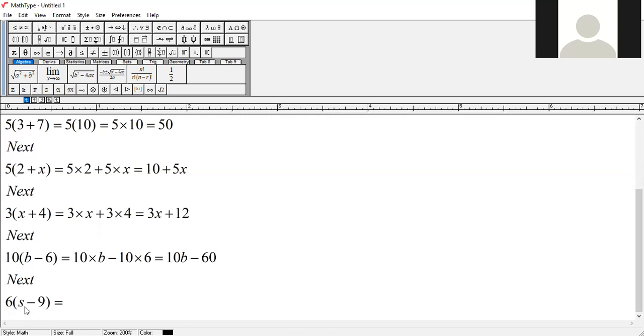So when we distribute 6 onto s, this is the same as 6 times s. Then there is a minus there, this one here. Now we have to distribute 6 onto 9.